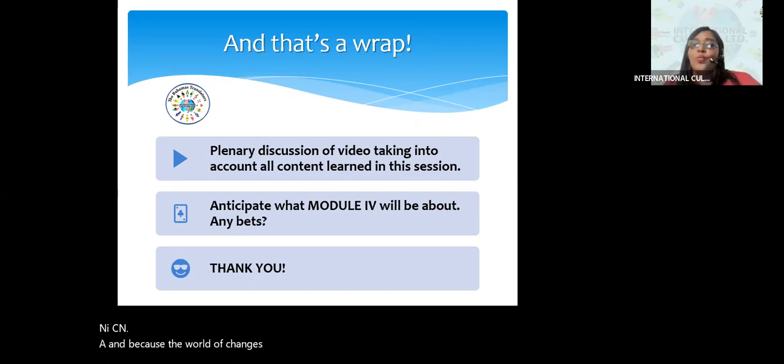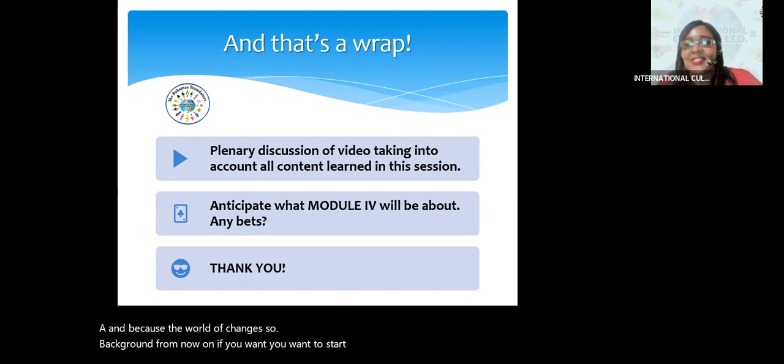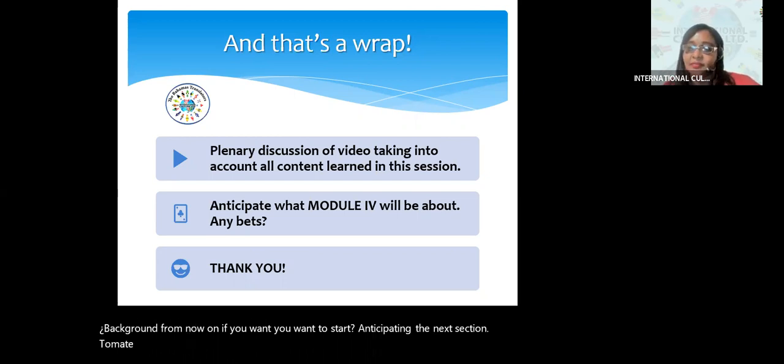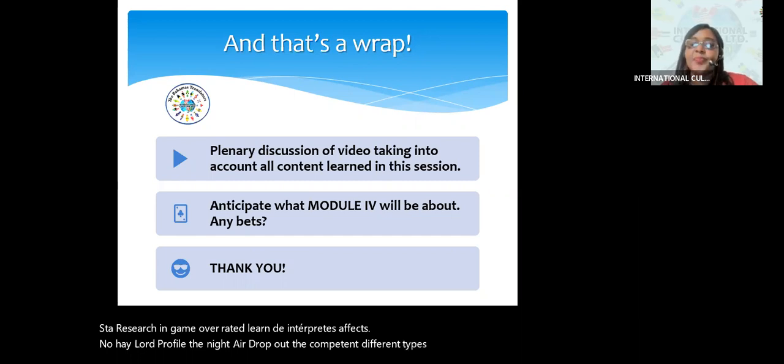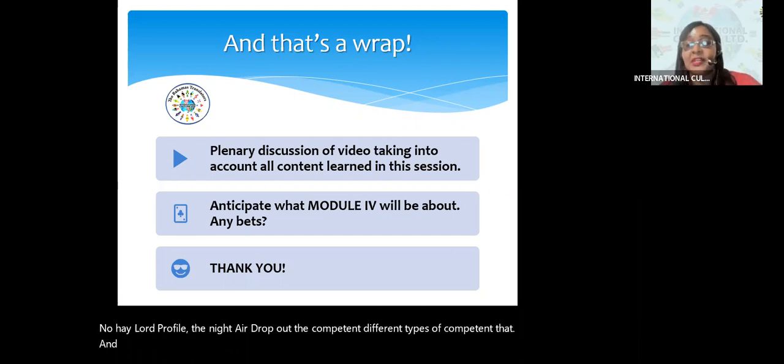So what you are going to do from now on is you want to start anticipating the next session. Don't wait until the next session comes. Start researching. Okay, so I've already learned the interpreter's ethics. Now I learned about the interpreter profile. Then I learned about the competence, different types of competence and skills that I have to have as an interpreter. What do you think is going to be module 4 about?